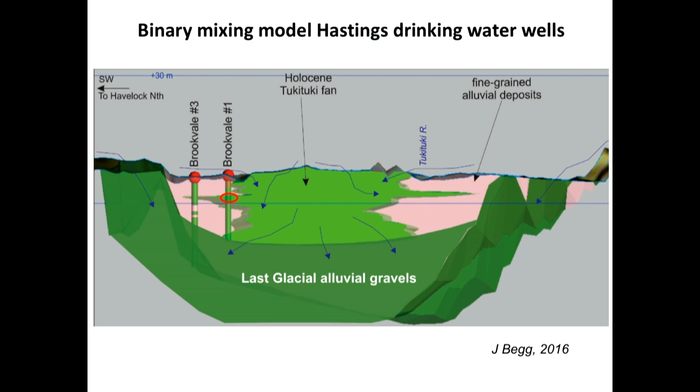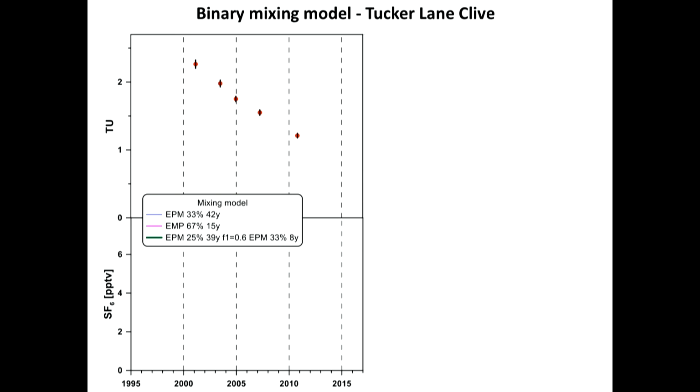So this is just showing the data from Tucker Lane in Clive. We have the tritium data here, and we can very well match that tritium data with that blue curve, which represents a mean residence time of 42 years, with mixing of 33% of mixed flow.